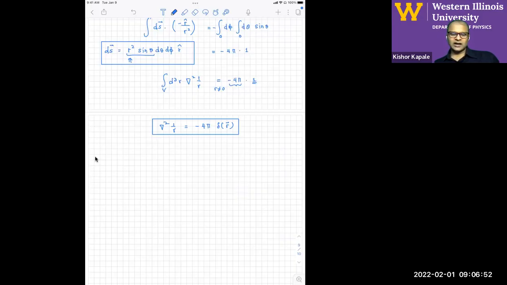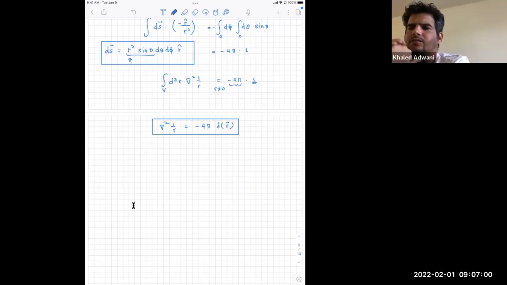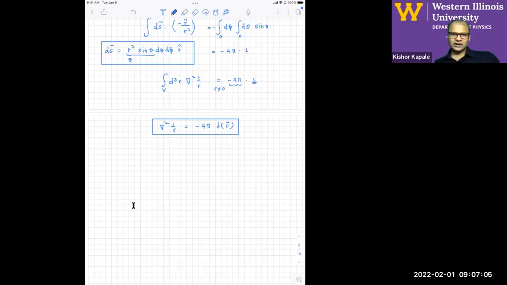So these are, again, E&M is all about knowing your calculational tools and practicing them and getting acquainted with them. Okay, everybody with me so far?